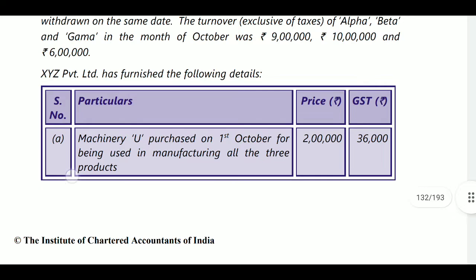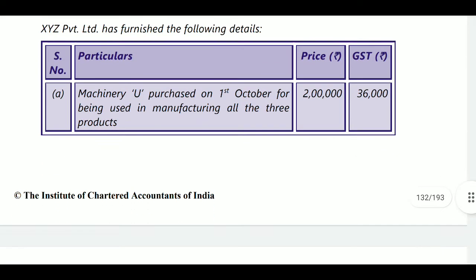Next, XYZ Private Limited has furnished the following details. What is this information? Whatever they used in the business, they have provided the information relating to that. Okay, machinery U purchased on 1st October for being used in manufacturing of all 3 products. So it is used for all 3 products, and because it is a common credit ITC, it will be taken first. So 36 lakhs will be considered.